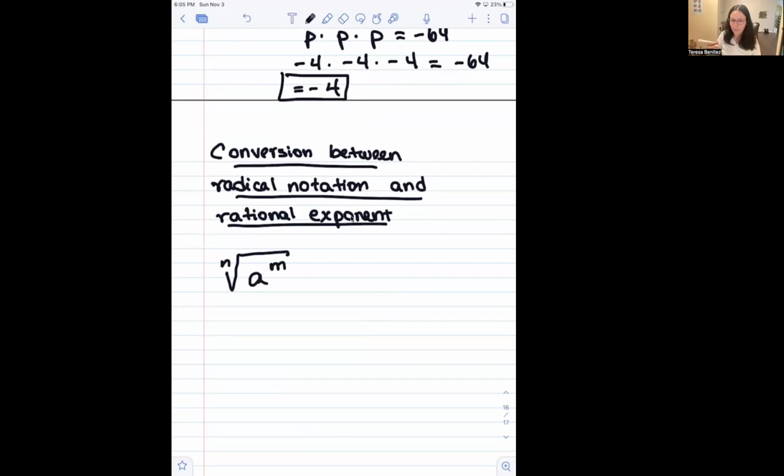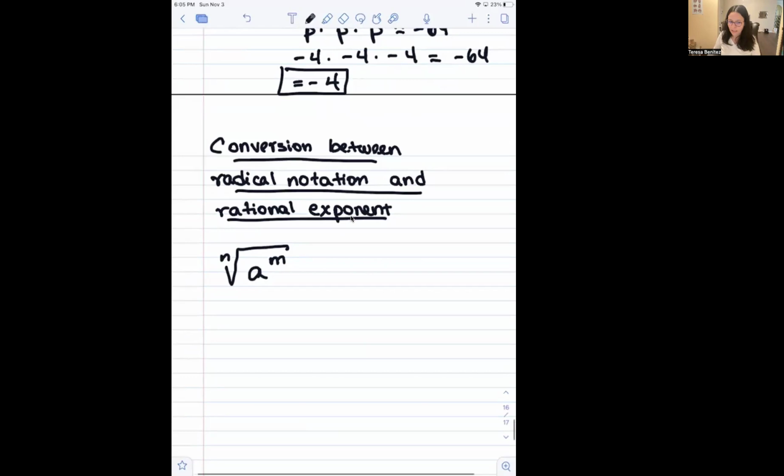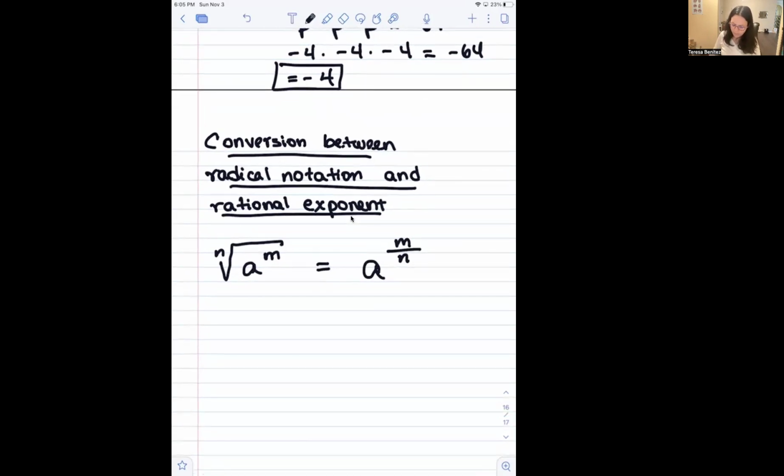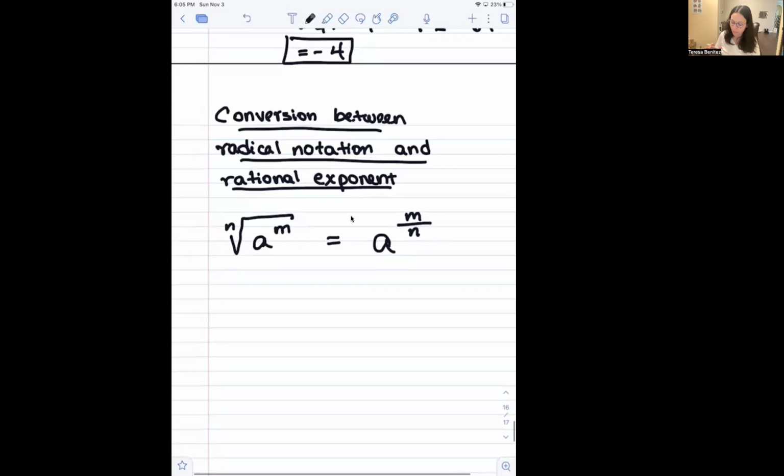If I have, and we'll see examples with numbers, a to the power of m, the nth root of that, this is equal to a, still to the power of m divided by n, all right? In my notes, I included more. Let me see if I should write this down here. This is the conversion from radical notation to rational exponent.